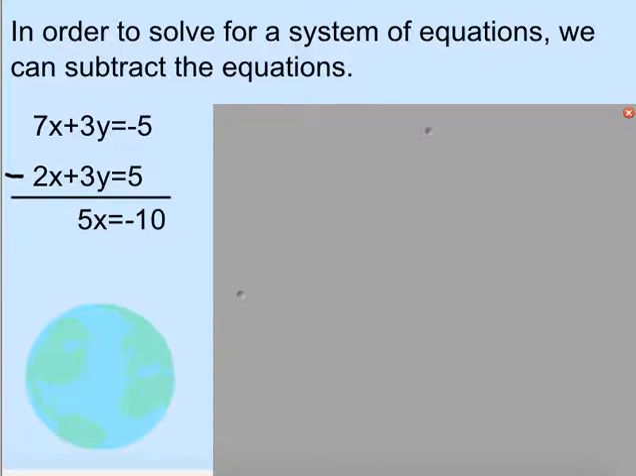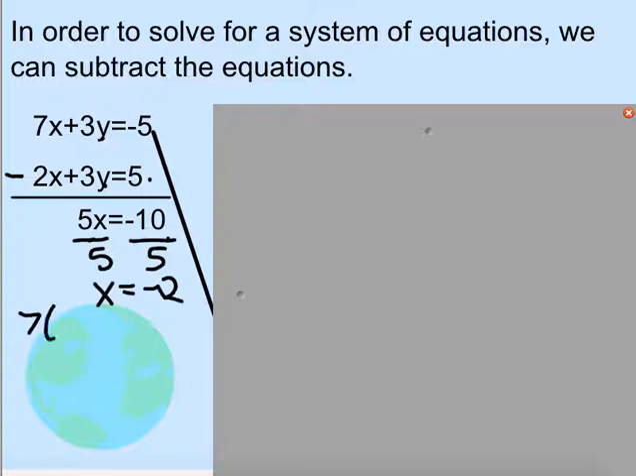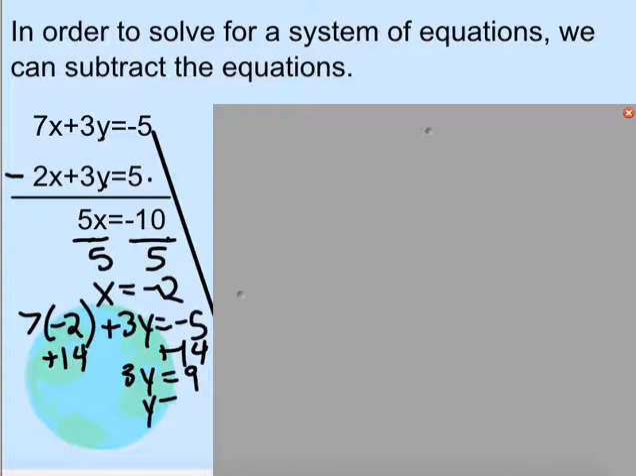subtracted. So I'm going to be doing 7x minus 2x, that gives me 5x. 3y minus 3y, well, that eliminates the y's. And then negative 5 minus 5 gives me a negative 10. So I can divide by 5 and get x is equal to negative 2. And I can plug this back in to get 7 times negative 2 plus 3y is equal to negative 5. So we have a negative 14 we're going to add to each side. And we get 3y is equal to 9, so y is equal to 3. So our solution would be negative 2, 3.